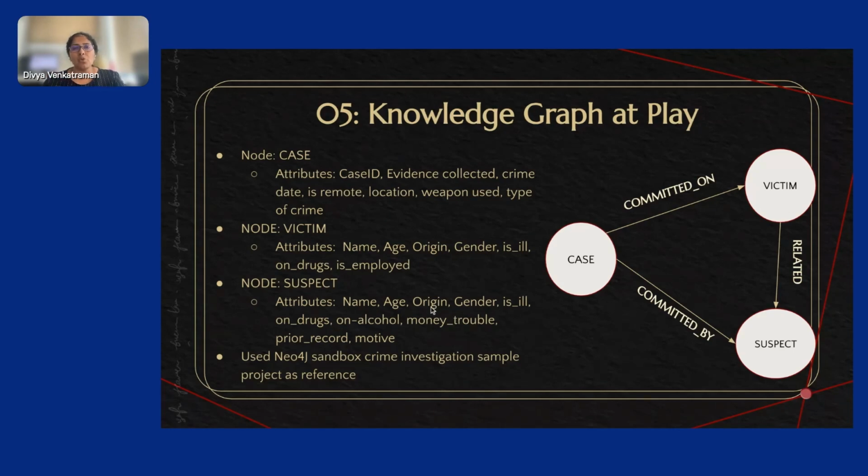Then we used all of the information to load into a knowledge graph, because that was a great way to visualize. The top three nodes were the case, alias the crime and its attributes, then the victim and attributes, and the suspect. The case was connected to the victim as committed on the victim, and to the suspect as committed by the suspect. And if a relationship existed, the victim and suspect were connected.